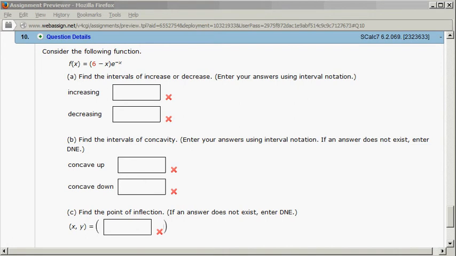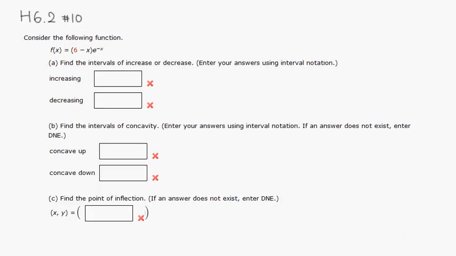All right, let's look at homework 6.2, problem number 10. We want to answer these questions about the function f of x equals quantity 6 minus x, e to the negative x. So let's do that. Part A, we want to find the interval of increase or decrease. So we need to take the derivative.